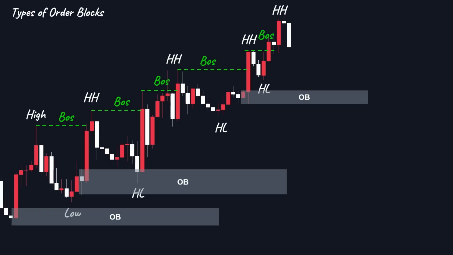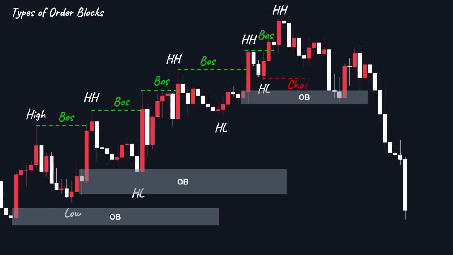Each of the demand order blocks that form along the way is an opportunity to go along with the dominant uptrend. But if a change of character appears, a supply order block automatically will form, which is against the dominant uptrend. Usually, the continuation order blocks have a higher chance of success because they are in line with the trend. However, reversal order blocks have the potential to gain massive risk-to-reward ratios.